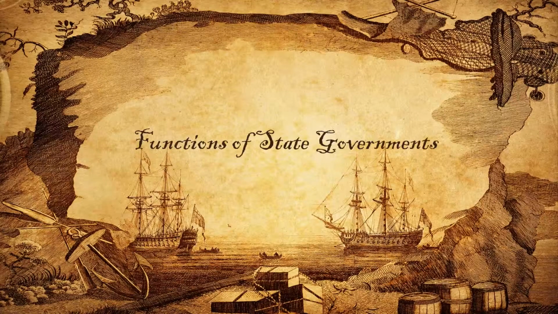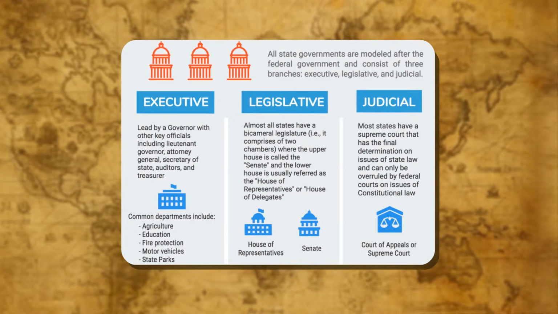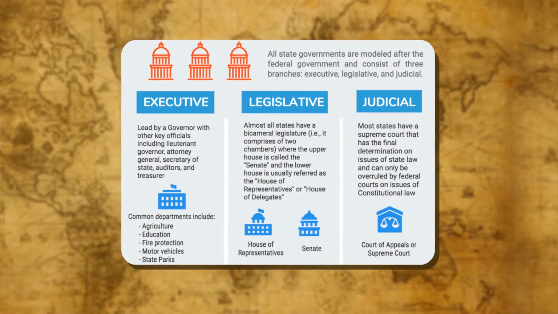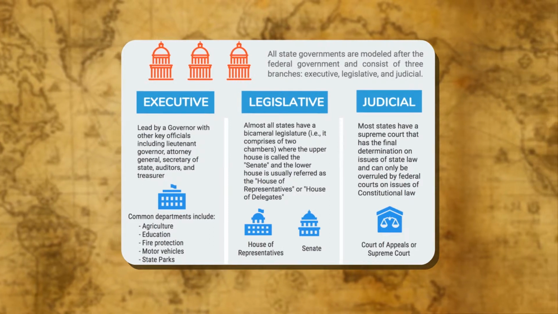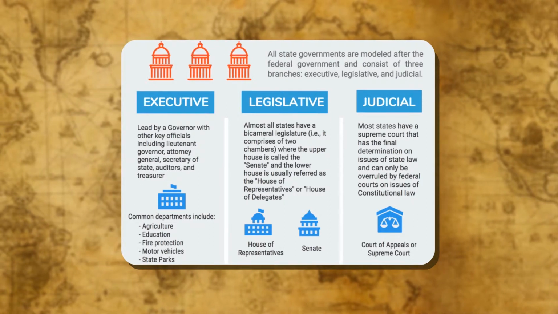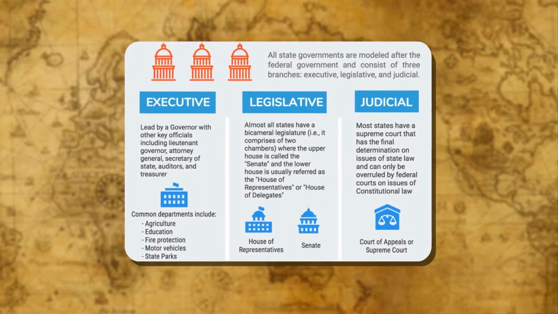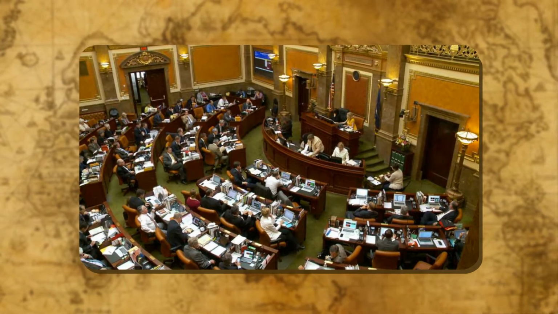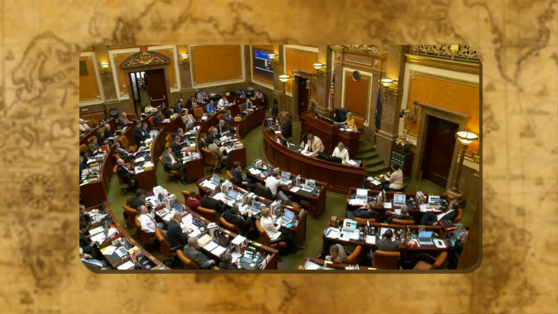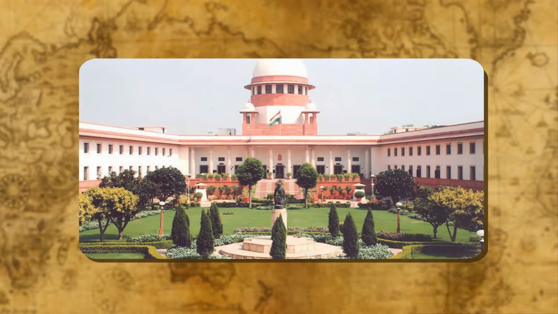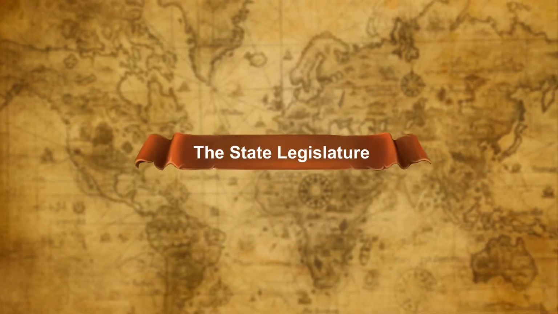Functions of state governments. A state government functions more or less like the central government, but its functioning differs from that of the local government. It consists of three branches: the legislature, the executive, and the judiciary. The state laws are made by the state legislatures, the executive implements the laws, and the judiciary ensures that the laws are protected.